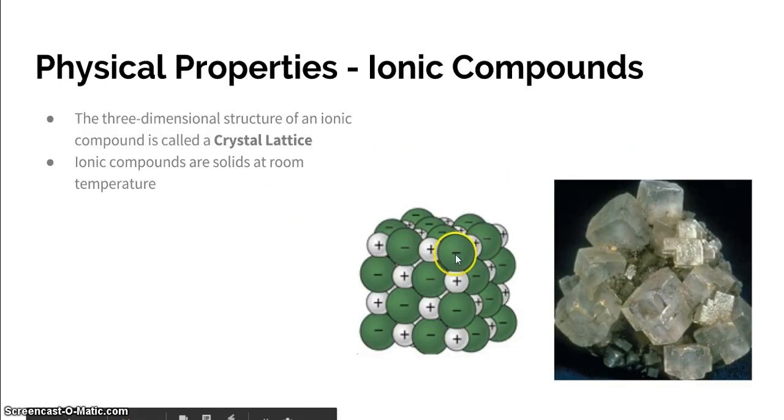For ionic compounds, we call this three-dimensional structure a crystal lattice. And that crystal lattice, when we look at it macroscopically, ends up looking something like this. We can see those crystals have that nice, neat geometric pattern from those ions lining up like that. Most of the ionic compounds we're going to look at are going to be solids at room temperature.